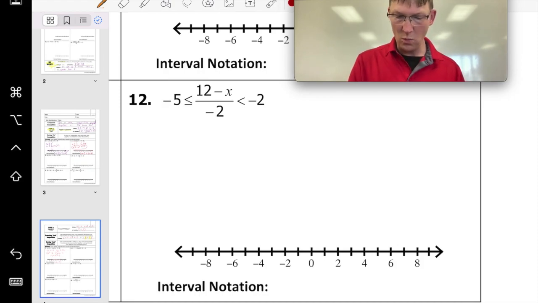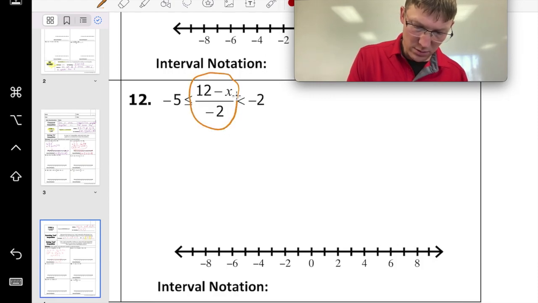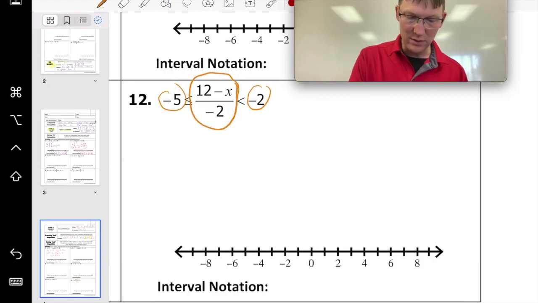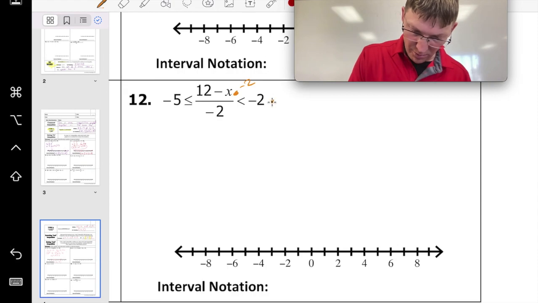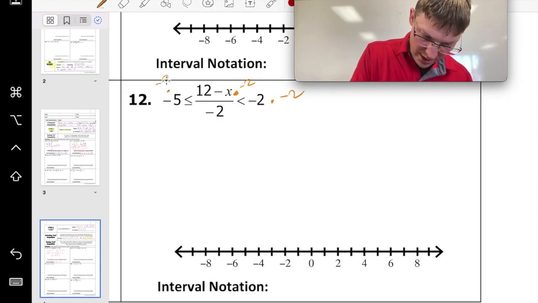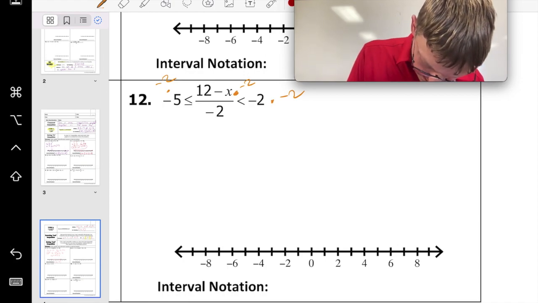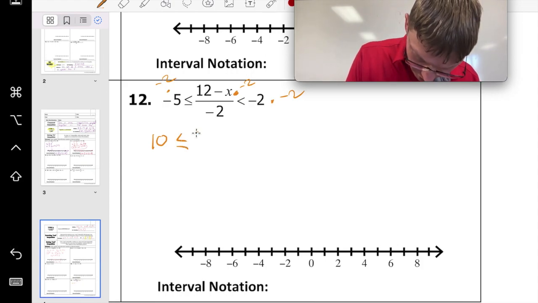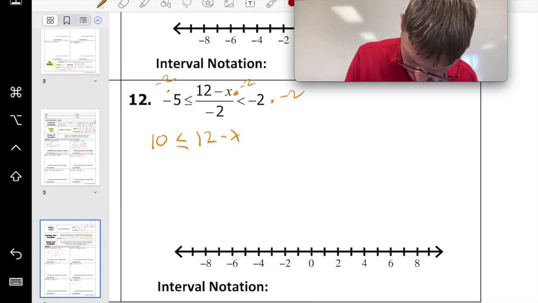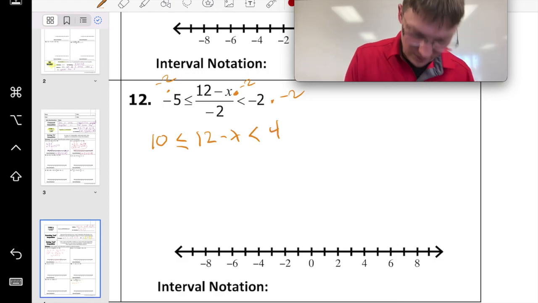But before we do that, we can kind of clean it up a little bit. So remember, we've got two equations here. Anything that we want to do to this middle, we have to do to the outside ones. Same thing's true with the outside. If we do something to the outside, we have to do something to each one. Fractions are gross. Nobody likes fractions. So we're going to multiply this by -2, multiply this by -2, multiply this by -2. So then what we have is 10 less than or equal to 12 minus x, less than a positive 4.